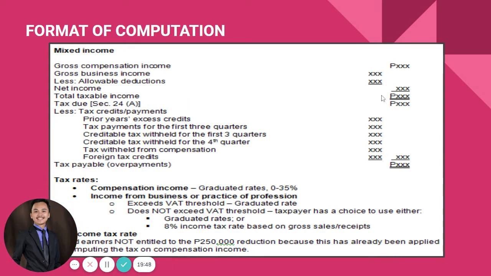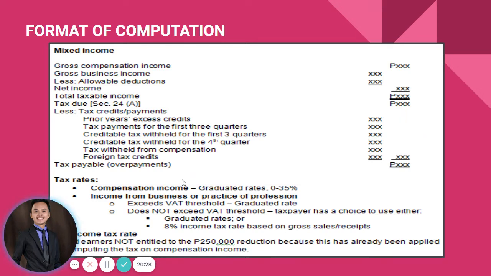Okay, to compute for your taxable income. And then guys, you just simply compute for the tax due using Section 24A, if your option is the graduated table or graduated rates of 0 to 35%. So you just add the two to compute for your tax due. And then less tax credits to compute for your tax payable or overpayment. Again, if there's no given for your tax credit, automatic that your tax payable is your tax due.